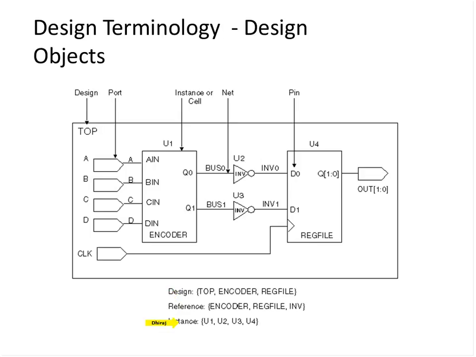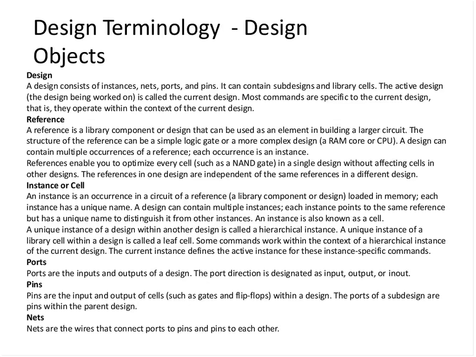Again, instances are the instantiations of any design or reference. So these are the more descriptive definitions. A design consists of instances, nets, ports and pins. It can contain sub designs and library cells. Most important thing, the active design, the design that you are working on inside Design Compiler, is called the parent design. In fact, this is also a command.